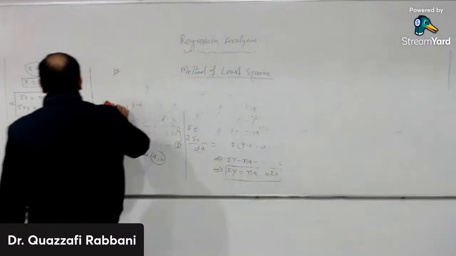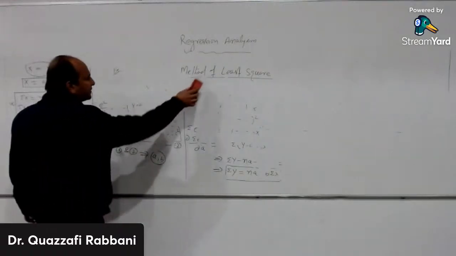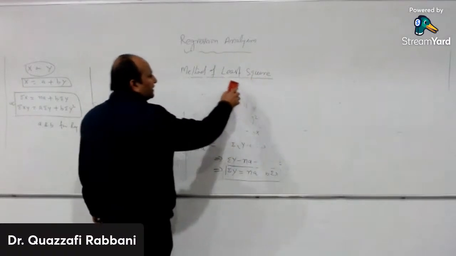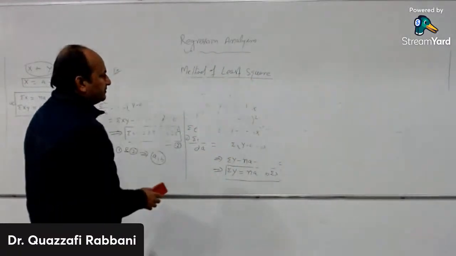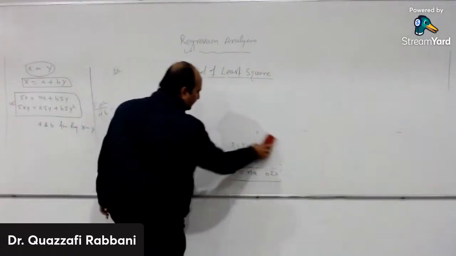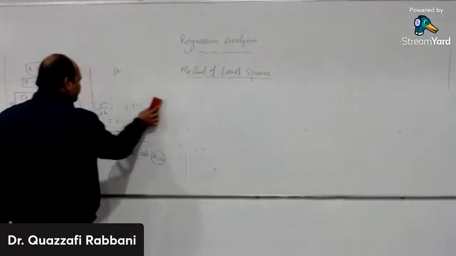So this process and this normal equation are obtained by using the method of least squares. Least square means least square of error. First we take the error, then square and minimize them with respect to a and b.